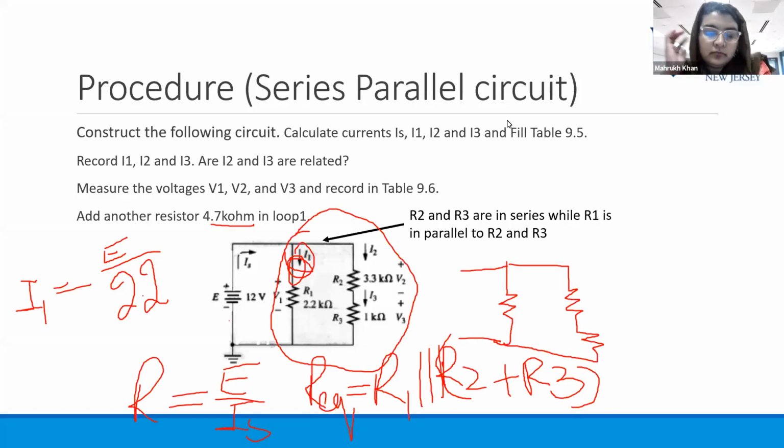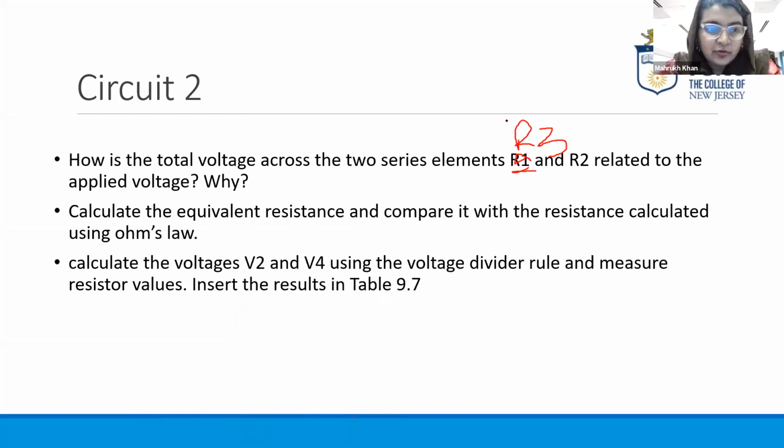So any question regarding that? You good? Okay. So then you need to find the voltages. I think this is R1 and V1 and V4, using voltage divider rule and insert the values in table 9.7.